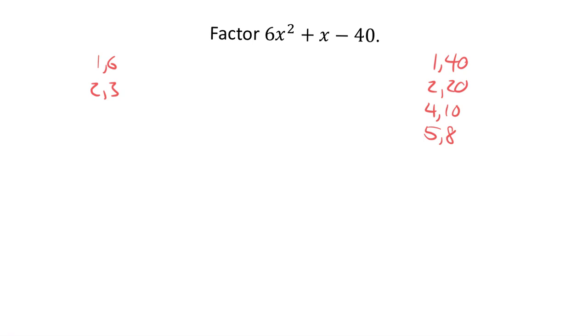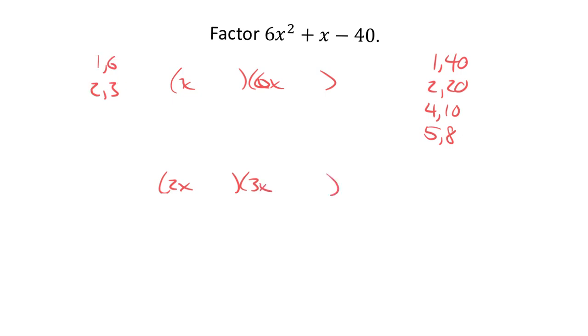And now I just start trying to pair things up. So maybe I would try something like x and 6x. Where did those numbers come from? They came from this pair of numbers. I might also try instead 2x and 3x. Where did those come from? They came from the other pair.